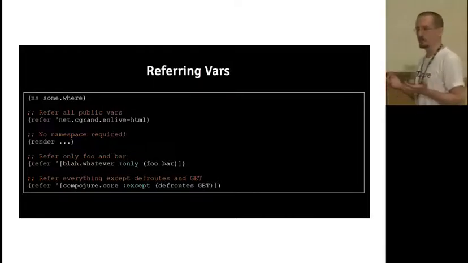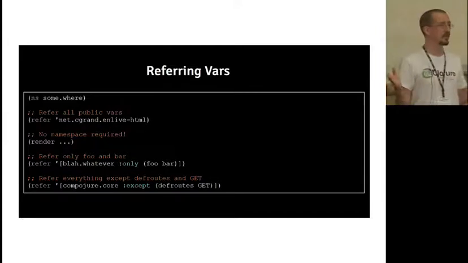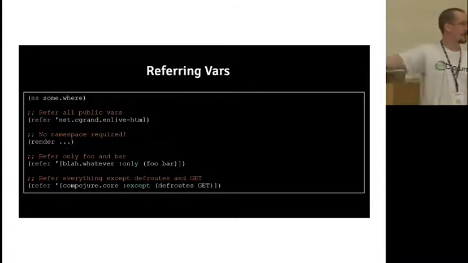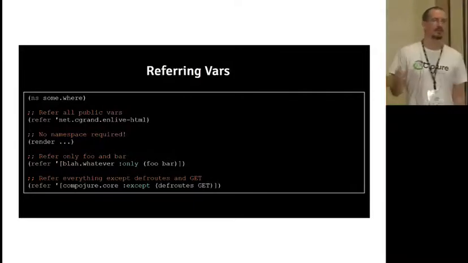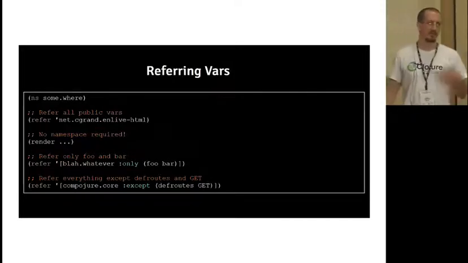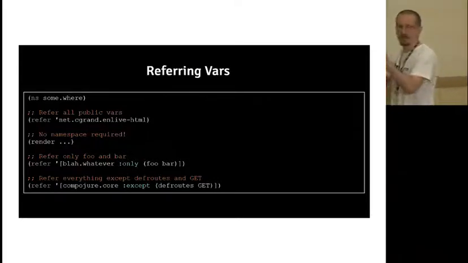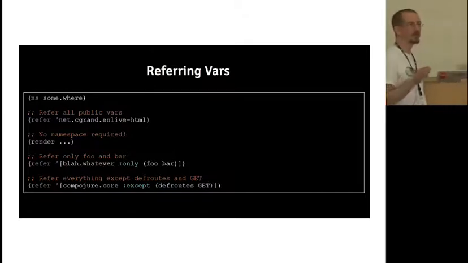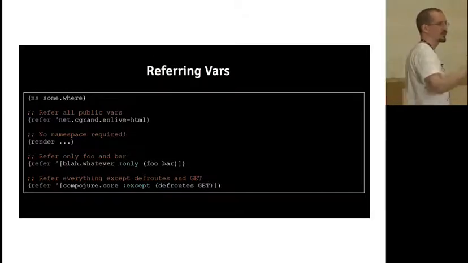One thing I didn't mention earlier was that you can require as many times as you like. If you require net.cgrand.enlive-html, then require it again, and then require it again, it only loads once. Right? Unless you say require :reload, you might have seen that. That's overriding. That's not super important for purposes of our discussion, but yes, you would have had to require this first, absolutely. Yeah, question.